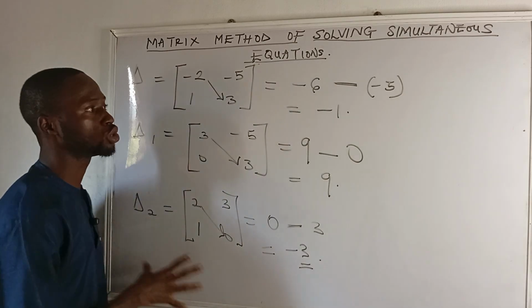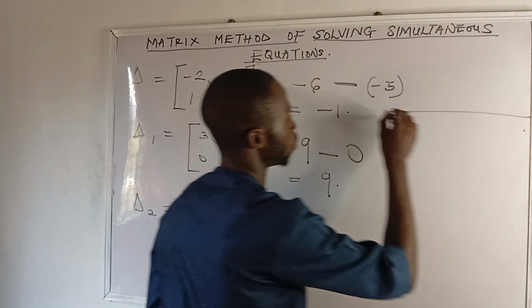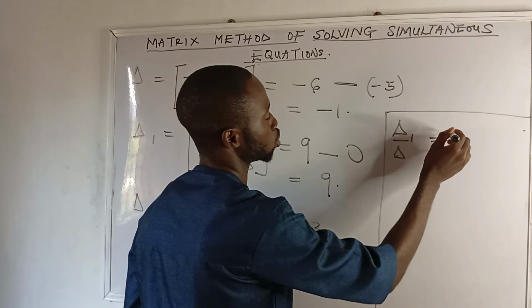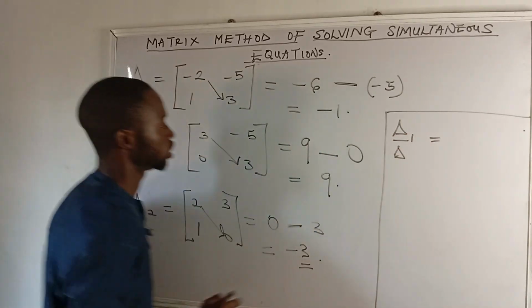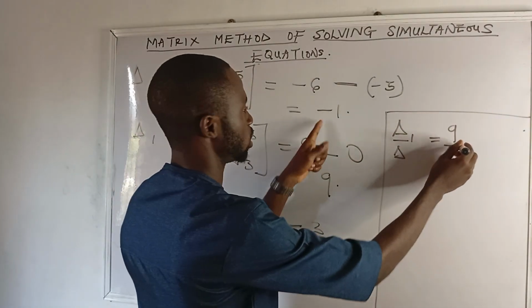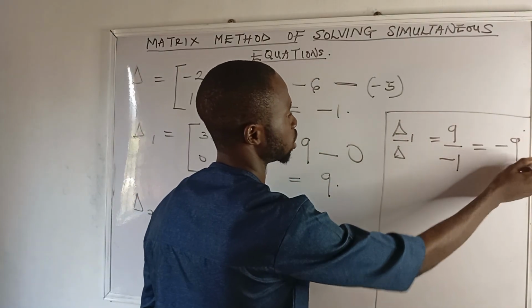So what we need to do next is find x and y. So remember that delta 1 over delta is equal to x, right? So what's the value of delta 1? Delta 1, what did we get as delta 1? 9. What did we get as delta? Minus 1. So the answer here is minus 9.